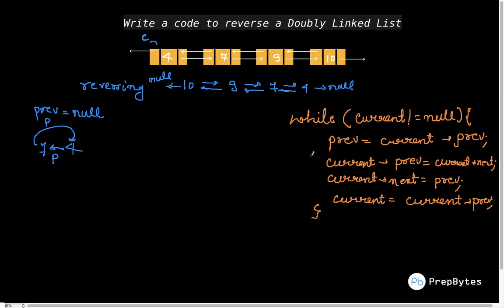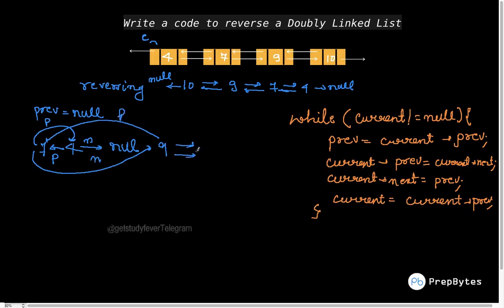Current next equal to prev. So the next of current, which is 4, becomes null. We have the rest of the list as it is: the next of 7 pointing to 9, the prev of 9 still pointing to 7, and then we have 10. This is how my list looks now.